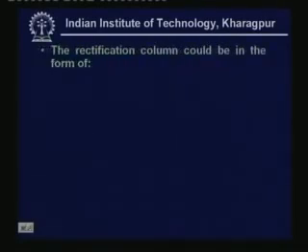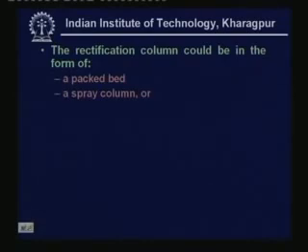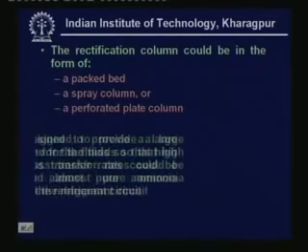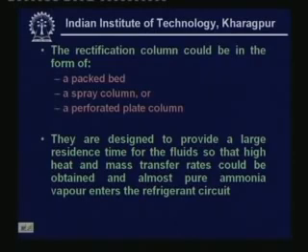So far we have explained the working principle of the rectification column, but how does it look, or how do you design it? The rectification column could be in the form of a packed bed, or a spray column, or a perforated plate column. Why do we need these? Because we need a large residence time, so that the fluids can spend more time together, so that there will be high heat and mass transfer rates, so that ultimately you get almost pure ammonia vapor at the exit of this rectification system. So you have to have higher heat and mass transfer rates.